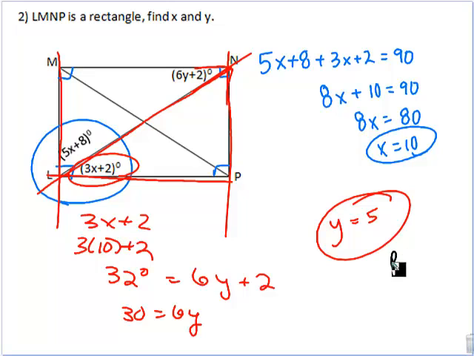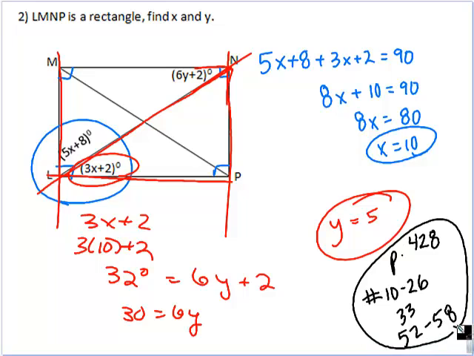So your assignment is on page 428. You're doing 10 through 26, 33, and 52 to 58. Now, I'm trying to recall if there was a graphing one on this one or not, and I'm not sure. If there is a graphing one, we can regroup and talk about it, though. Okay.